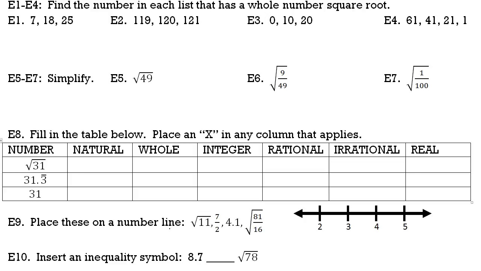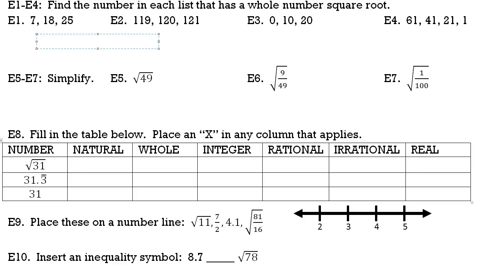All right, the first four, find the number in each list that has a whole number square root. So basically that's saying which of these numbers is a perfect square. What number has a whole number that can be multiplied by itself to give you 7, 18, or 25, looking at the first example. Now, I'm not going to spend a whole lot of time going through these first four because I have a feeling that you guys have practiced this quite a bit at some point in your life.